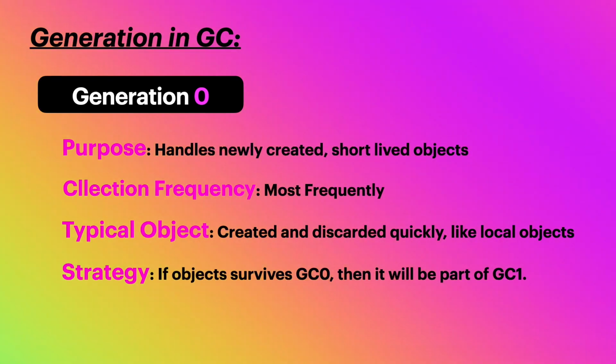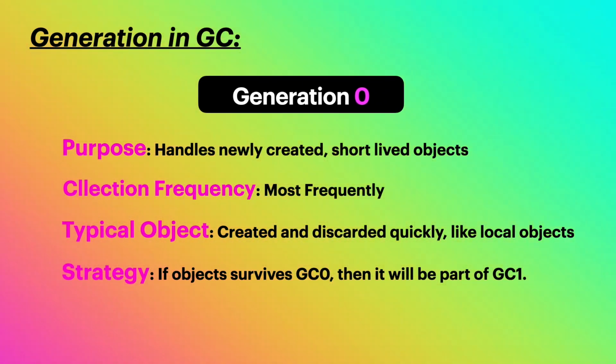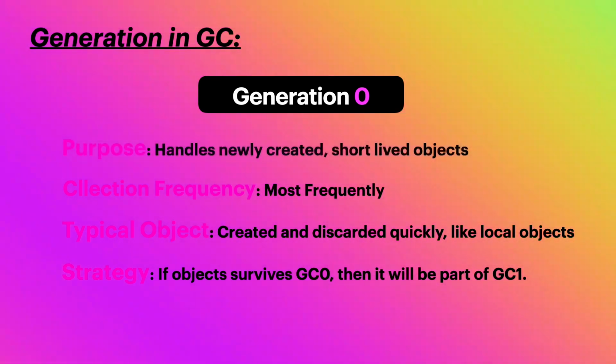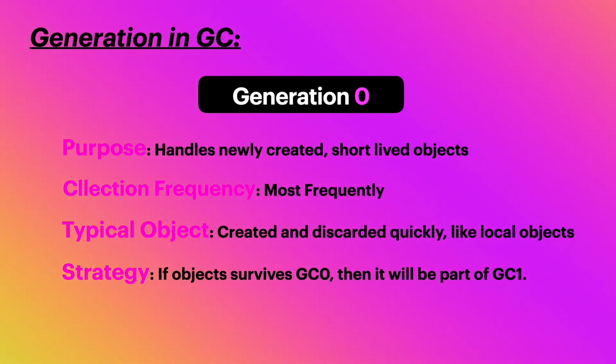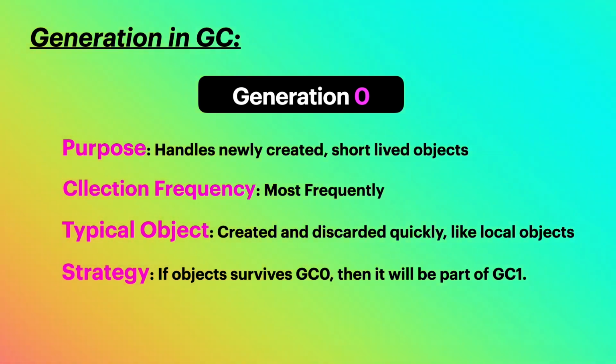If we talk about the generations in GC, the first generation is called the 0th generation. Here it is not 1, 2, 3, it is 0, 1, 2. The purpose is to handle newly created objects. Whenever an object is created for the first time, it comes into generation 0, and it is collected most frequently. Generation 0 collection happens most of the time. The typical objects are those created and discarded quickly, like local objects. Since it is frequent, they can be discarded very quickly. As for the strategy, if an object survives GC0, then it becomes part of GC1.